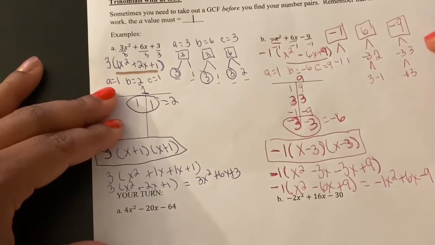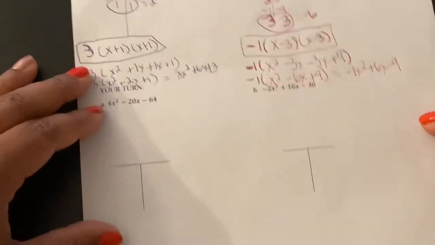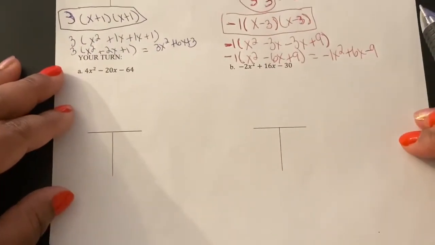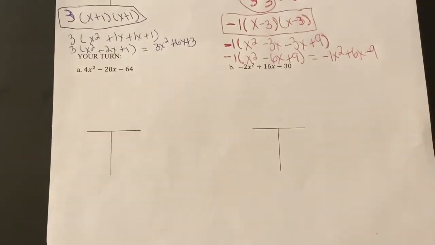Okay. All right, now it's your turn. I would like for you to pause this video and take a few minutes to take your time and factor these two trinomials: 4x squared minus 20x minus 64 and negative 2x squared plus 16x minus 30. And then when you come back, we'll solve it together.